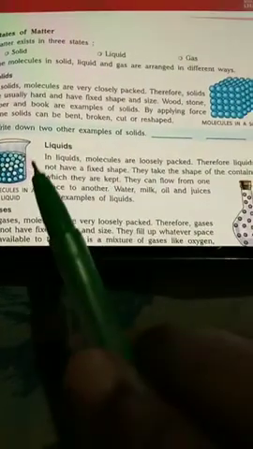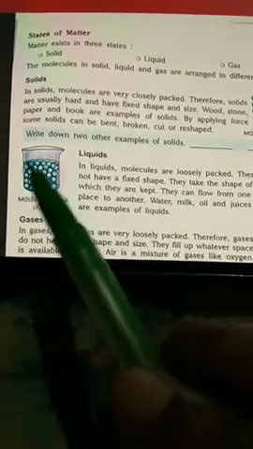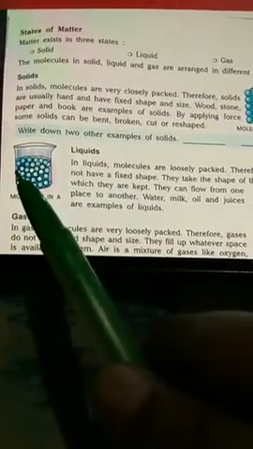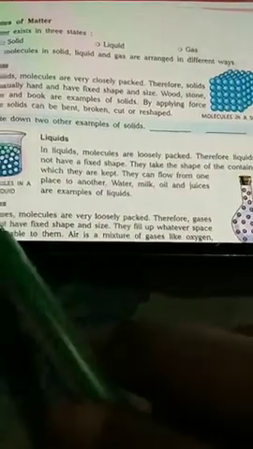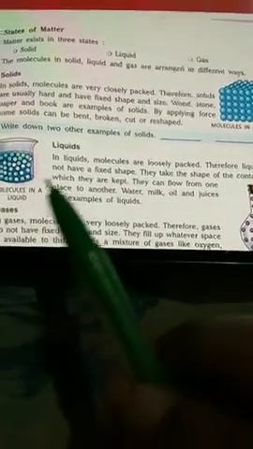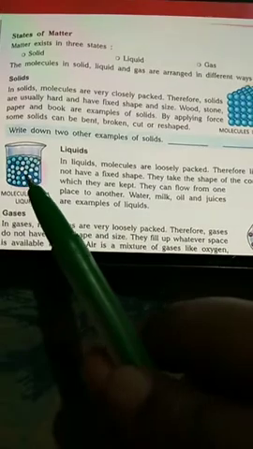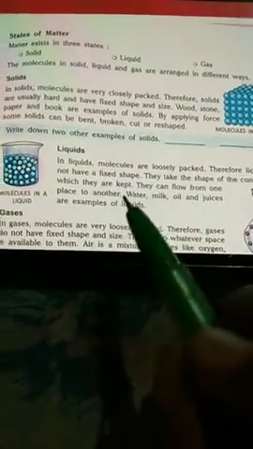Liquids. In liquids, molecules are loosely packed. As you can see in the picture, there are spaces between the molecules. So molecules are not so tightly packed as in comparison to solids. Therefore, liquids do not have a fixed shape. They take the shape of the container in which they are kept.